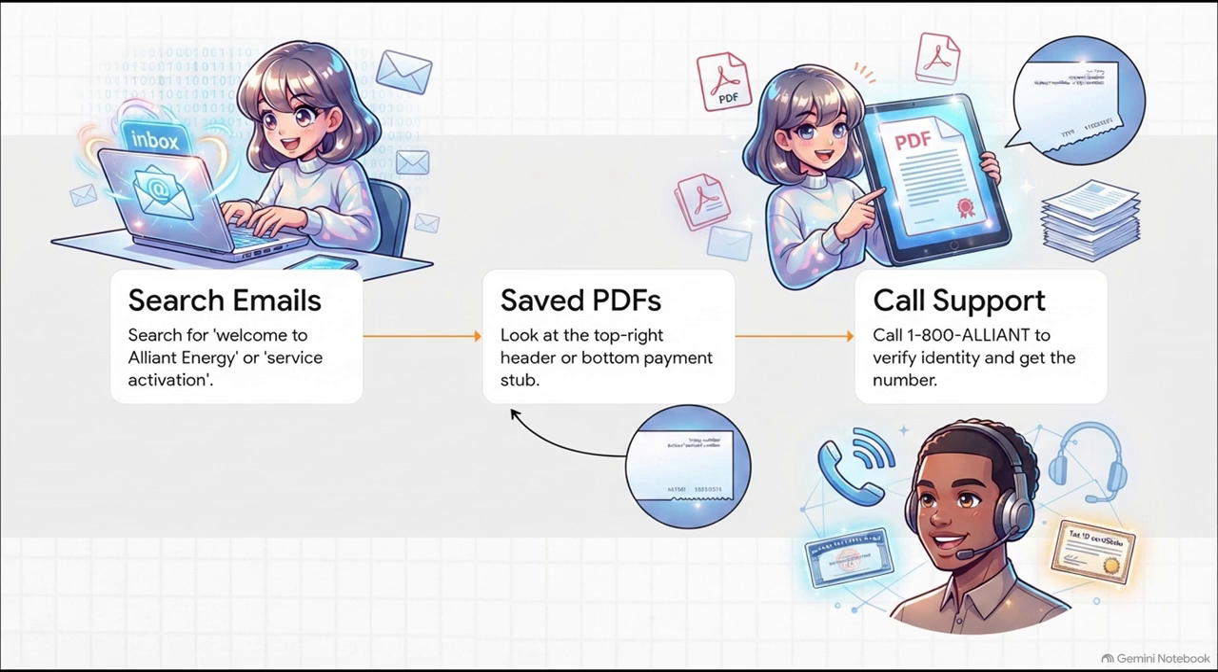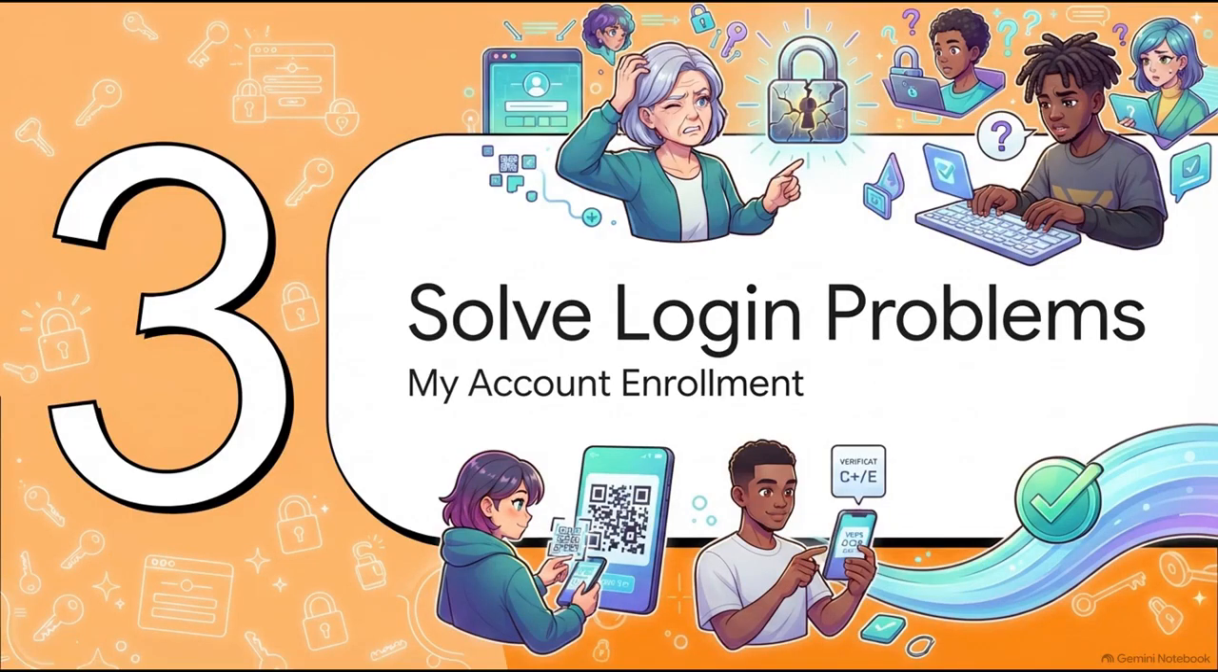Now, Step 3. If all your digital digging fails, no worries. Just call their support line at 1-800-ALLIANT. A rep can verify your identity using your social security number or tax ID and just hand the number right over to you. Oh, and a quick tip here. If you're a commercial customer, you're going to want to dial 1-866-ALLIANT instead so you can verify your status with your business tax ID. Next up, Section 3, Solving Common Login Problems.